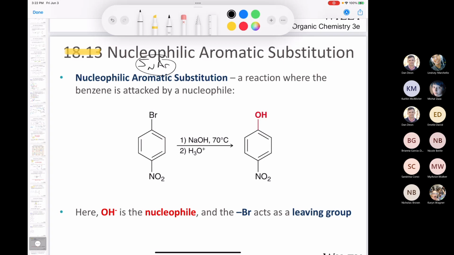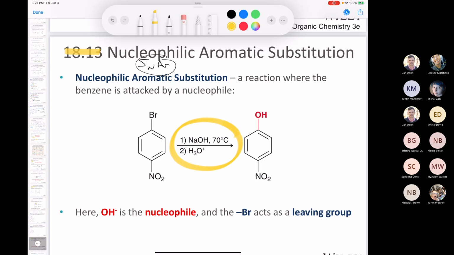And the good news is, if you understand everything up to this point, and I'm pretty sure my students are rock solid on the whole sigma complex, then you're going to understand how our aromatic ring, rather than acting as a nucleophile, acts as an electrophile. Because check this reaction out. We have para-nitrobromobenzene, and we're treating it with sodium hydroxide at 70 degrees, and we end up with para-nitrophenol.